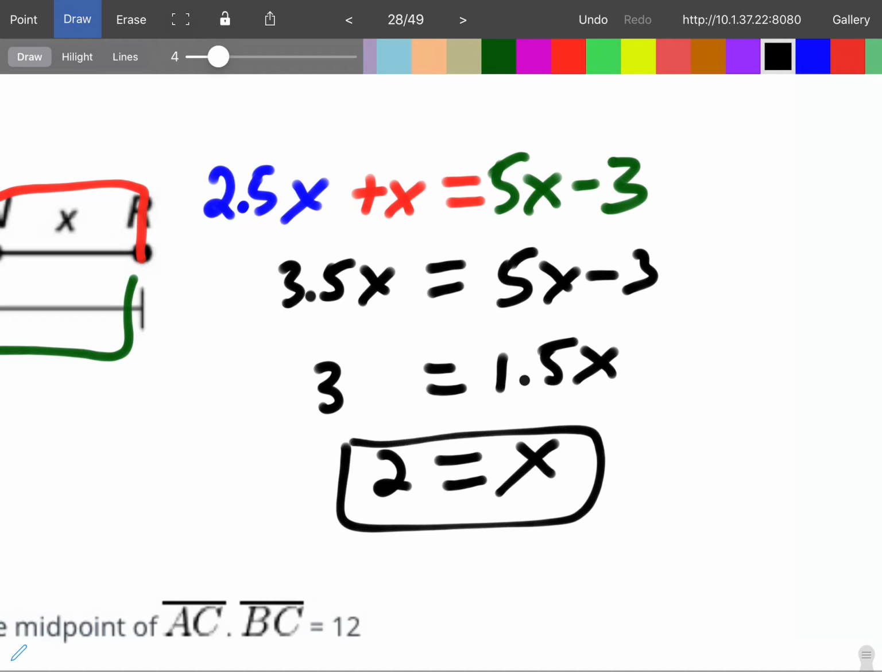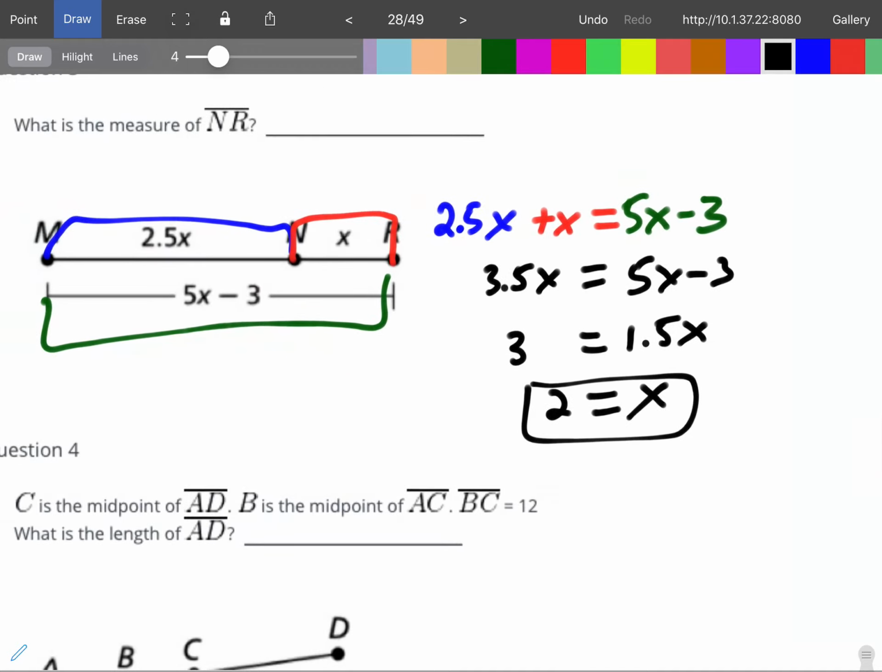Sometimes they will ask you, what does x equal? Sometimes they will more likely ask you, what is one of these 3 lengths? And you have to plug it back in. NR is over here. So you just plug in a 2 and your answer is 2. If it had asked you MN though, you would have had to plug it in somewhere else. So watch out for that.